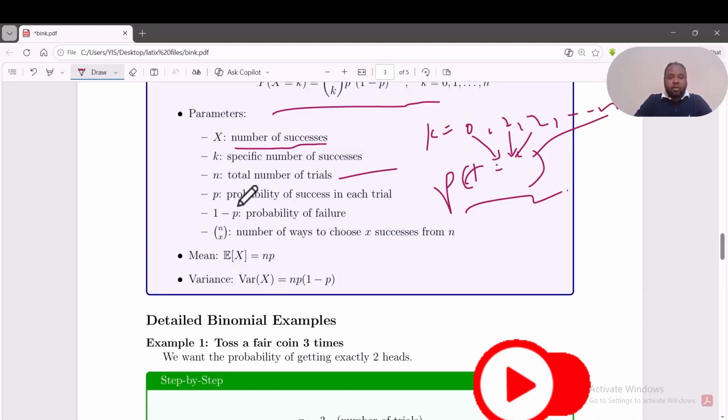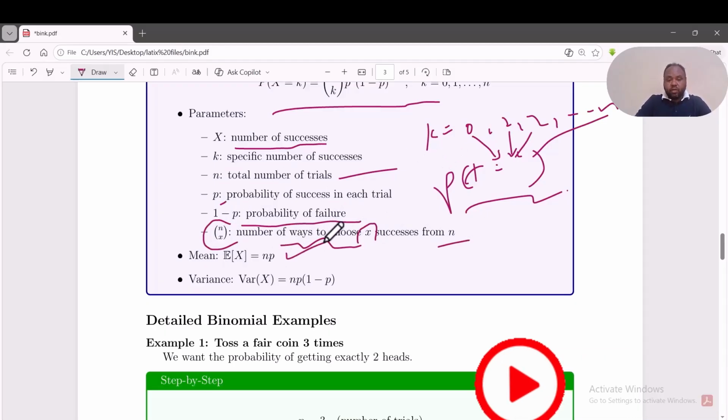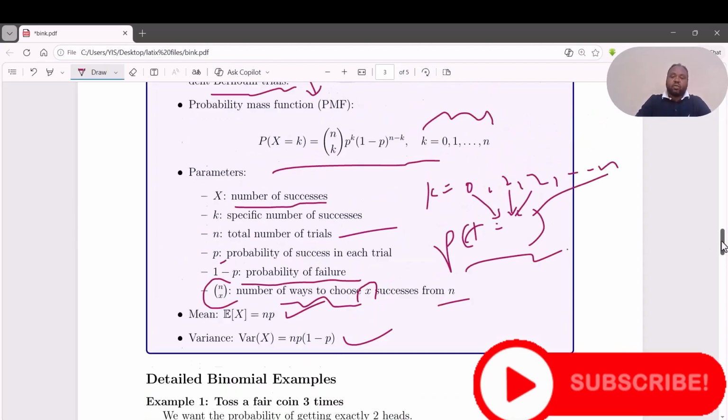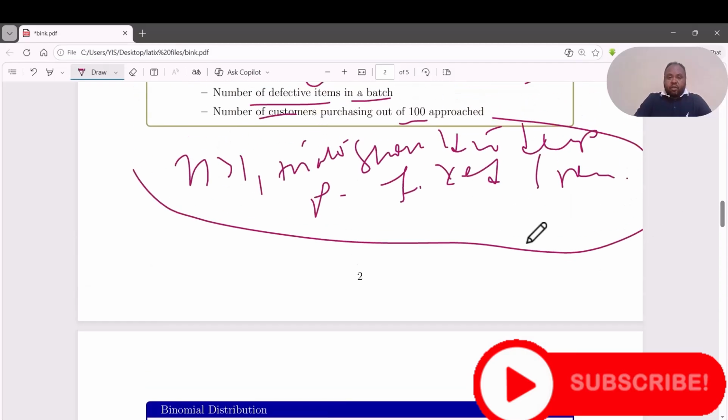We can say the probability of success in each trial is p, and 1 minus p is the probability of failure, where this combination is the number of ways to choose x successes from n trials, with mean np and variance np times 1 minus p. So this is all about the binomial distribution under these assumptions.